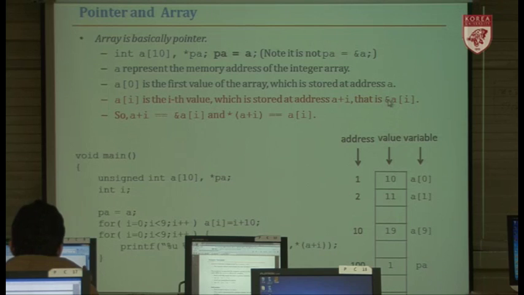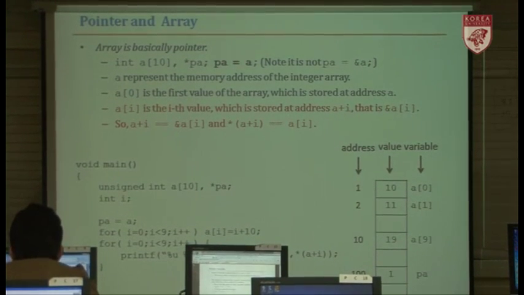That memory address is again &a[i]. So &a[i] represents the memory address of a[i], and that memory address is equal to a + i. That's how the array actually works. So a + i is equal to the memory address &a[i]. And *(a + i) is also equal to a[i], just a[i].